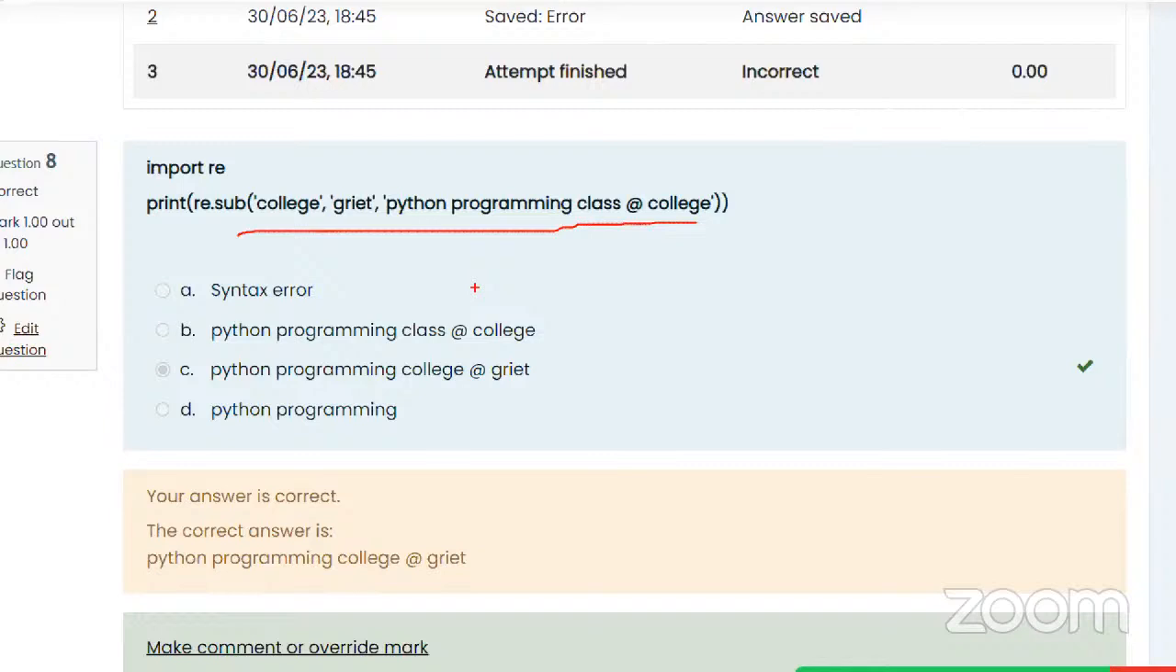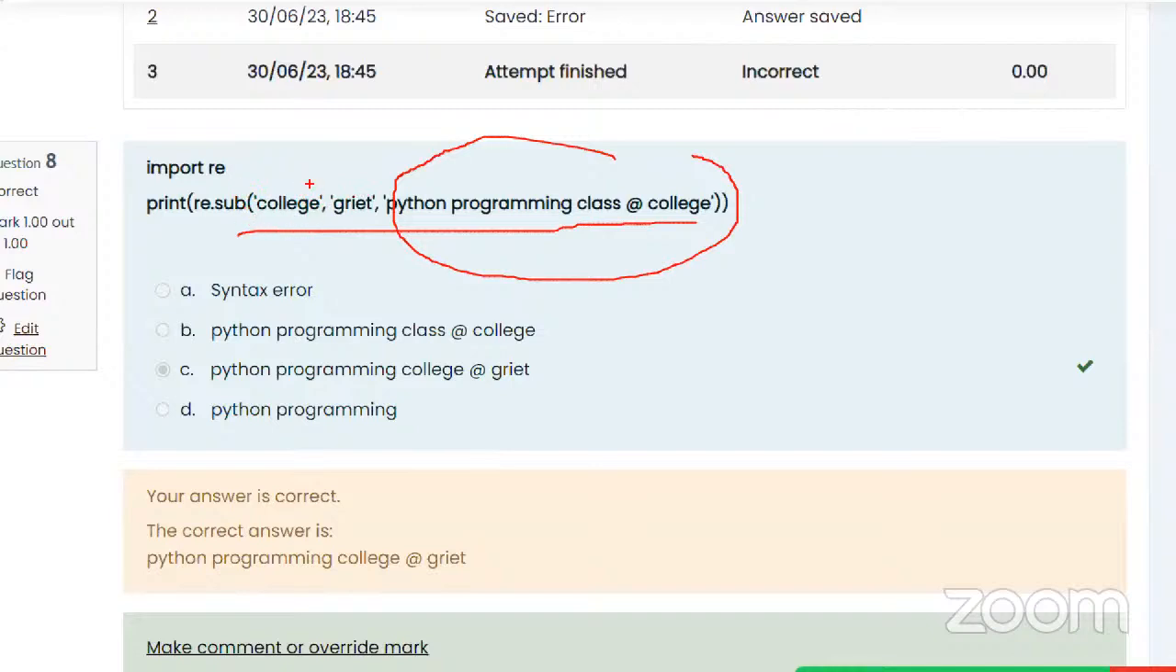So it takes three things. Which one is the string here? This Python programming class at college. This is the string which we want to consider for the operation. And the replacement string is GRIET, and this is the pattern.